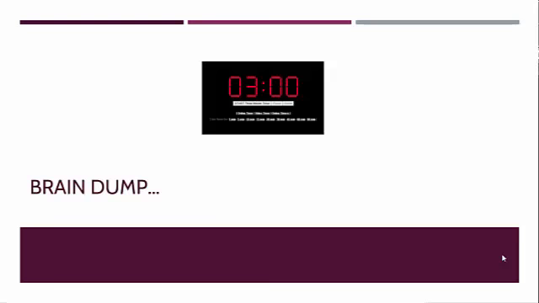The editor is divided into three main areas: the clip bin, the timeline, and the canvas.